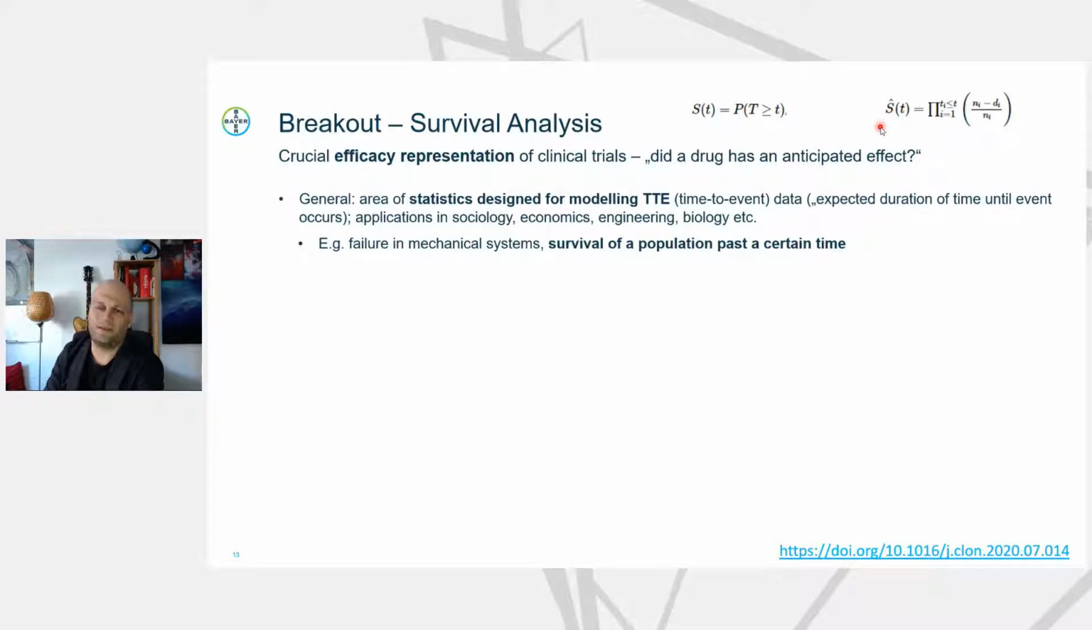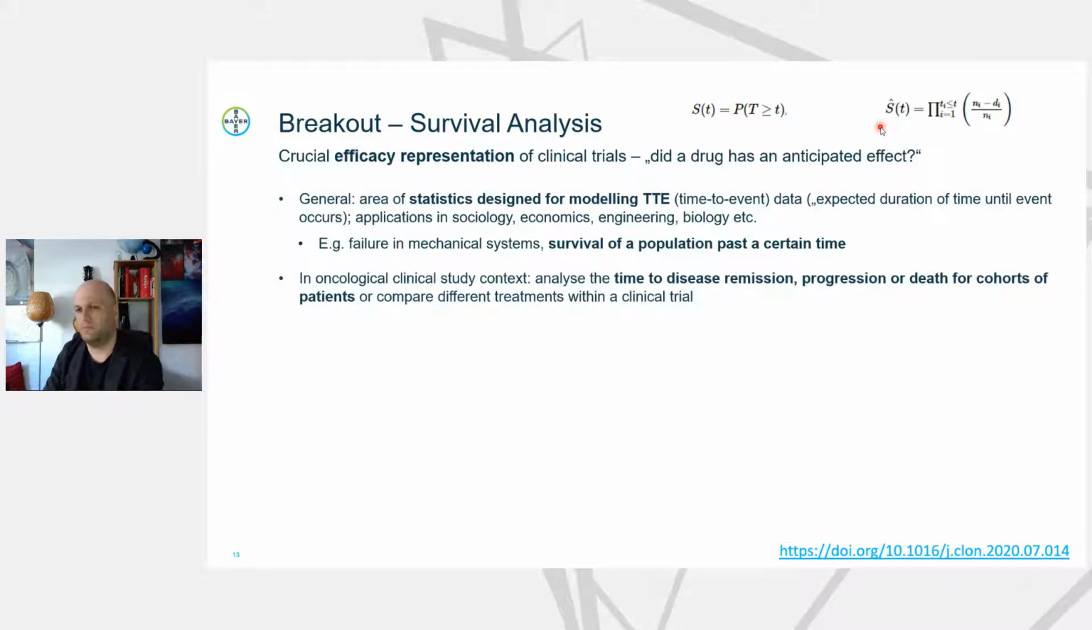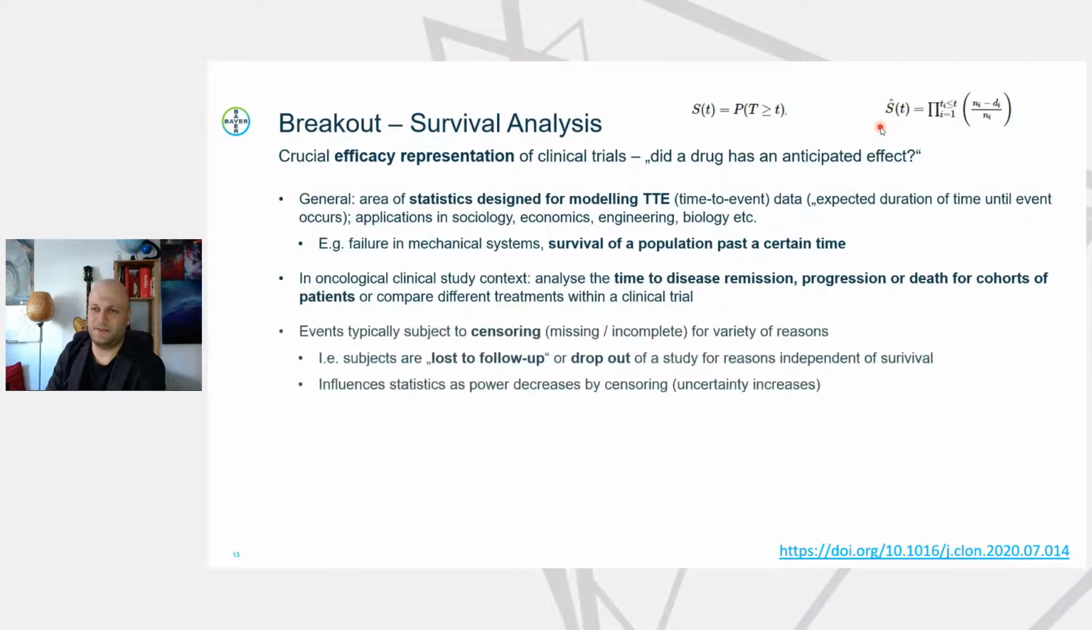And that is used in very different fields like sociology, economics, engineering, and concrete examples could be a failure in mechanical systems. So when does a machine break, or in our clinical context, it's the survival of a population past a certain time. So to be more precise, in the oncology context, it is the time to disease remission, progression, or death for cohorts of patients, or the subsequent comparison between different treatments within a clinical trial.